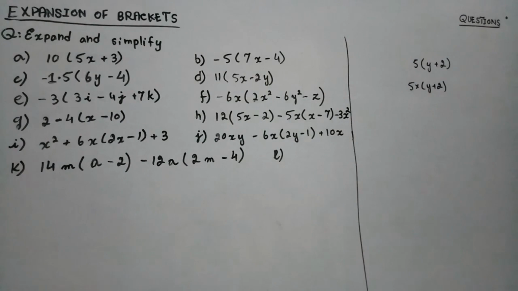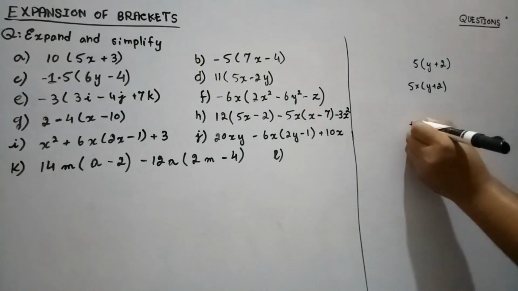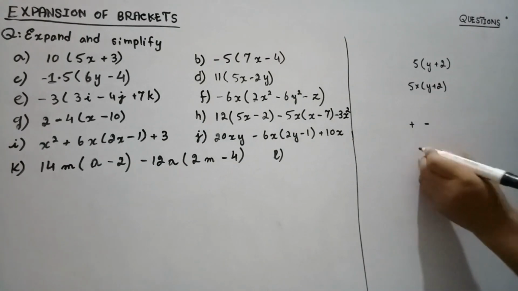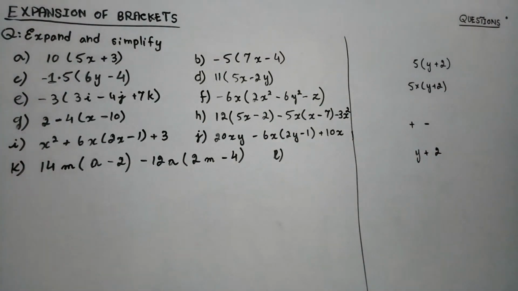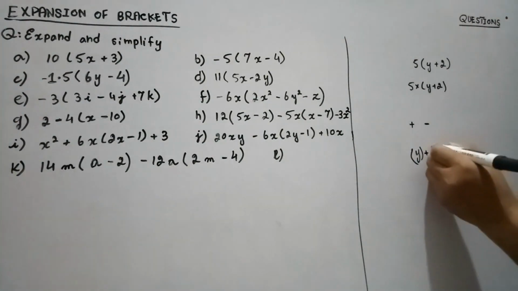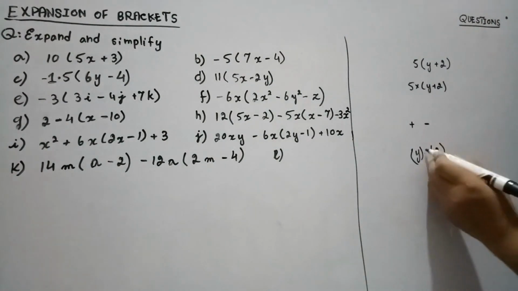Clear? Okay, first of all, here I have to tell you that plus sign and minus sign will separate the terms. Or I can say that it will distinguish between the terms. Here we have y and here we have a plus sign, and then we have 2. What does this mean? This means that y is the first term and this is our second term, and they are separated by this plus sign, or we can say a minus sign could be here.